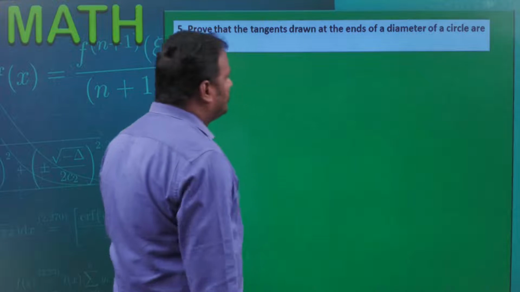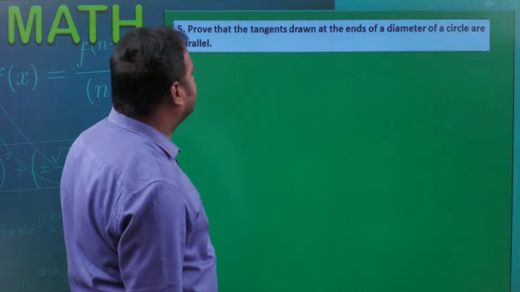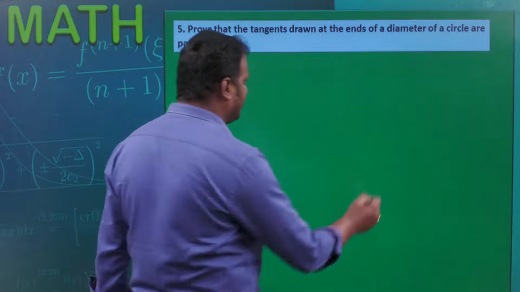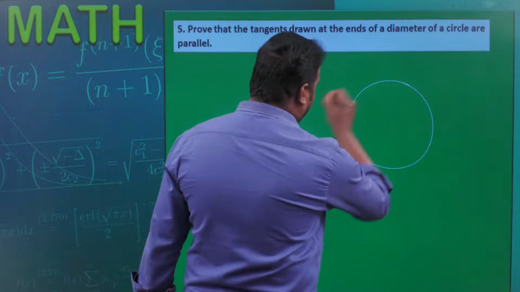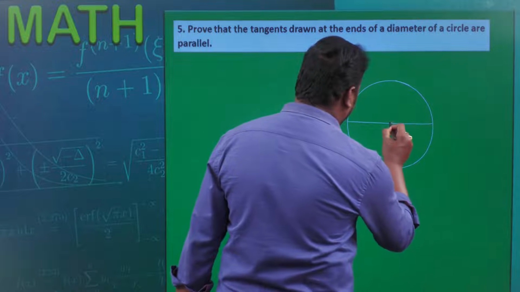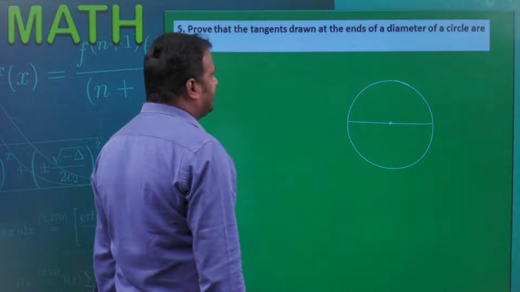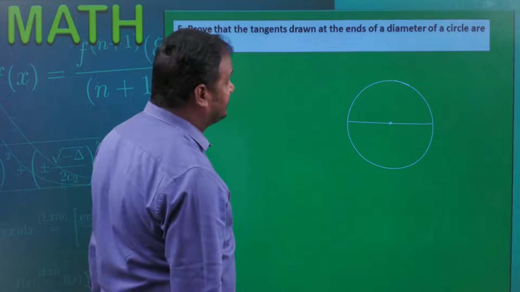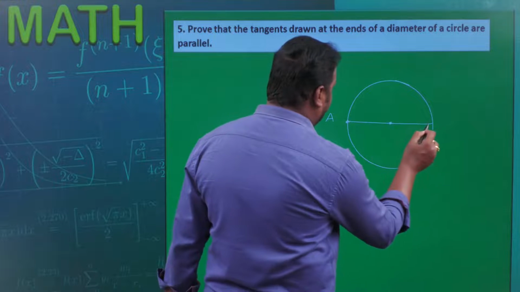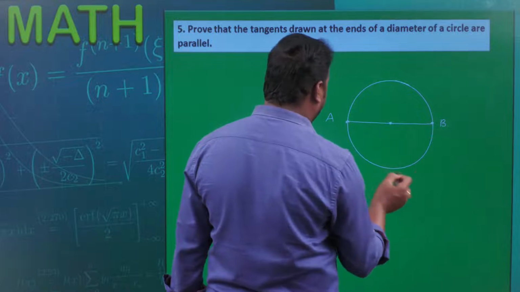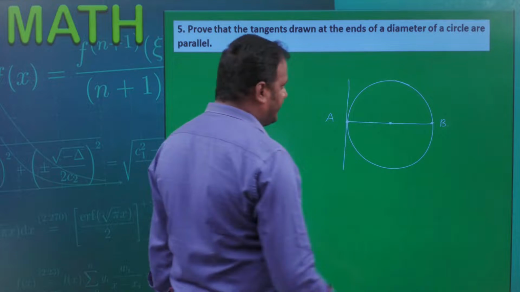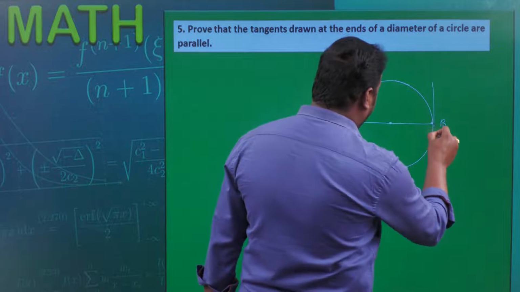Right? Moving on to the next problem, prove that the tangents drawn at the endpoints of the diameter of a circle are parallel. For example, this is a circle and I am taking the diameter. This is the diameter since this is the center. And there are two tangents drawn at the endpoints of the diameter. So this is one endpoint of the diameter, let it be A. This is another endpoint of the diameter. This is B, and this is one tangent drawn at endpoint A, and this is tangent drawn at endpoint B.